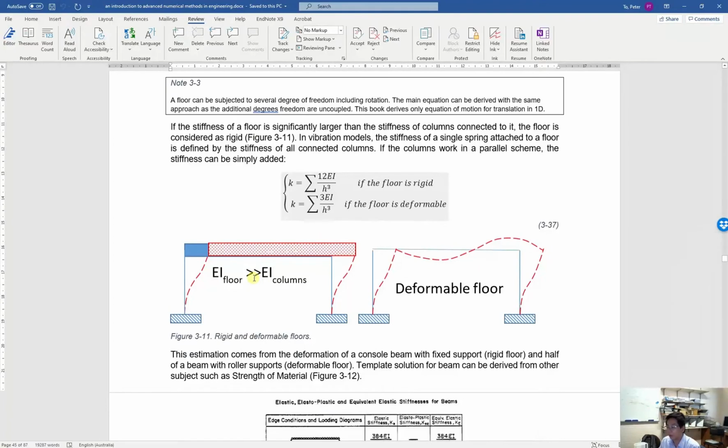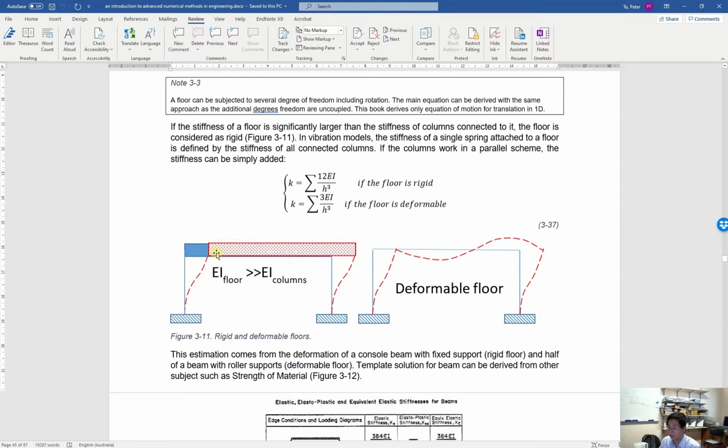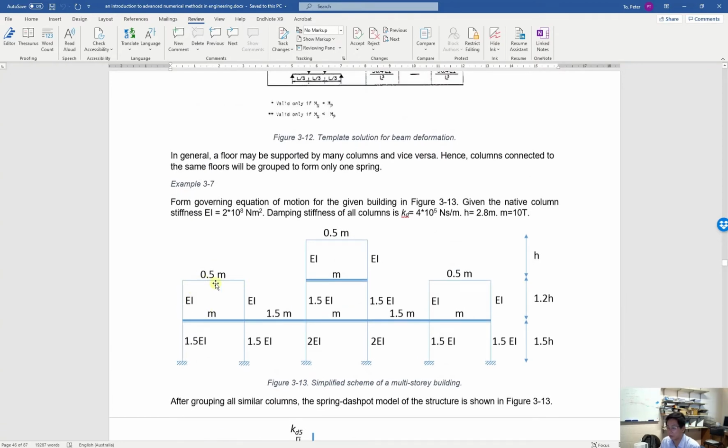Now you have two types of floors. The first one is a deformable floor, which can be deformed when it is too long or made of some elastic material. In this case, you can have K equal to 3EI over H cubed. You also can have the rigid floor, which cannot be deformed when it's made of something stiff, or it's short, or it has a high thickness. Therefore its EI is much bigger than the EI of the columns attached to it. In this case, you can have K equal to 12EI over H cubed. Based on those equations, you can calculate the stiffness of any columns attached to the floor.